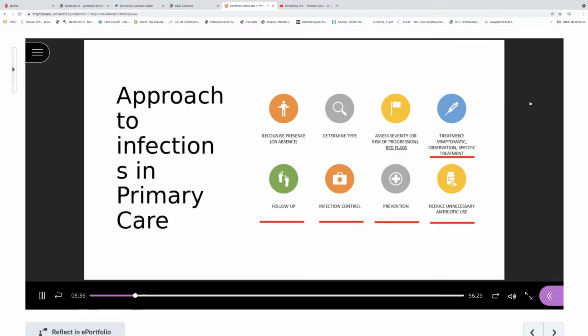I just want to briefly mention and incorporate into the talk how we can reduce unnecessary antibiotic use. So reduce antibiotic use when it's not going to make any difference to the patient, and also try to make our antibiotic prescribing, when we are doing it, follow the guidelines, avoiding broad spectrum antibiotics in the community unless in a very small number of clear indications.